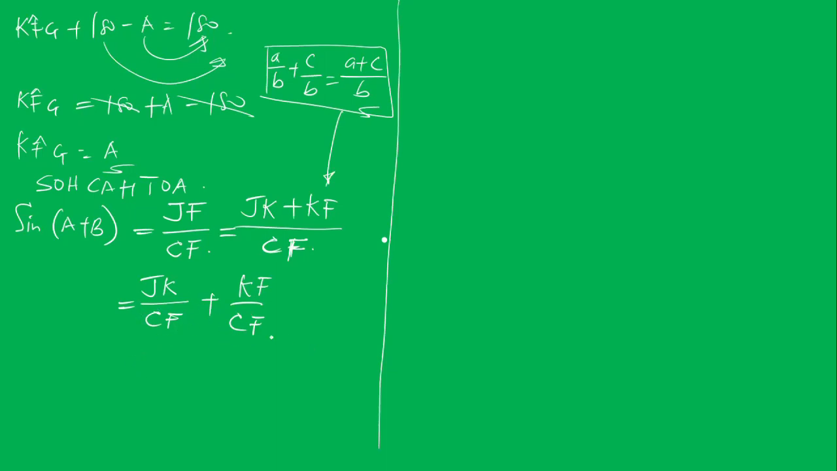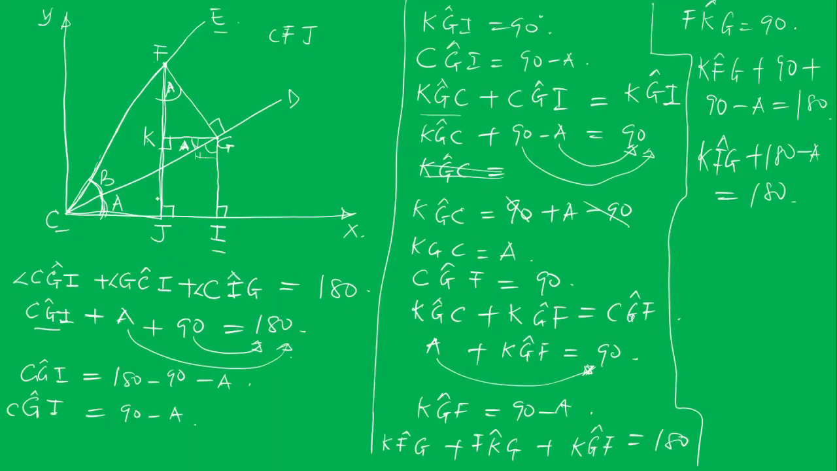Now if you look critically again, KJ does not have any relationship with any triangle. Now, we want to express sine A plus B in terms of sine A and sine B. We now have to look critically at this JK, the length, the equal length that relates with these two angles, because we want to express sine A plus B into the sine and cosine of A and B.